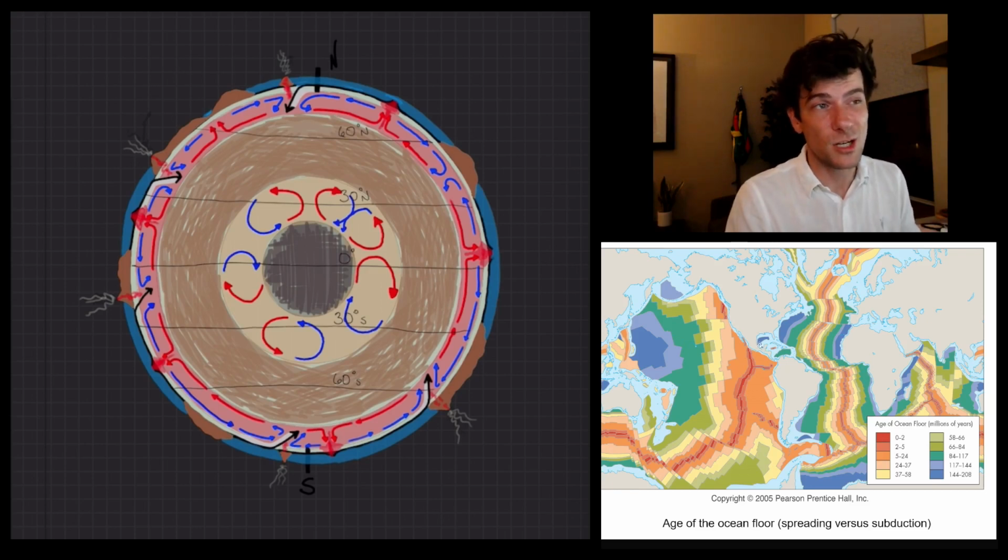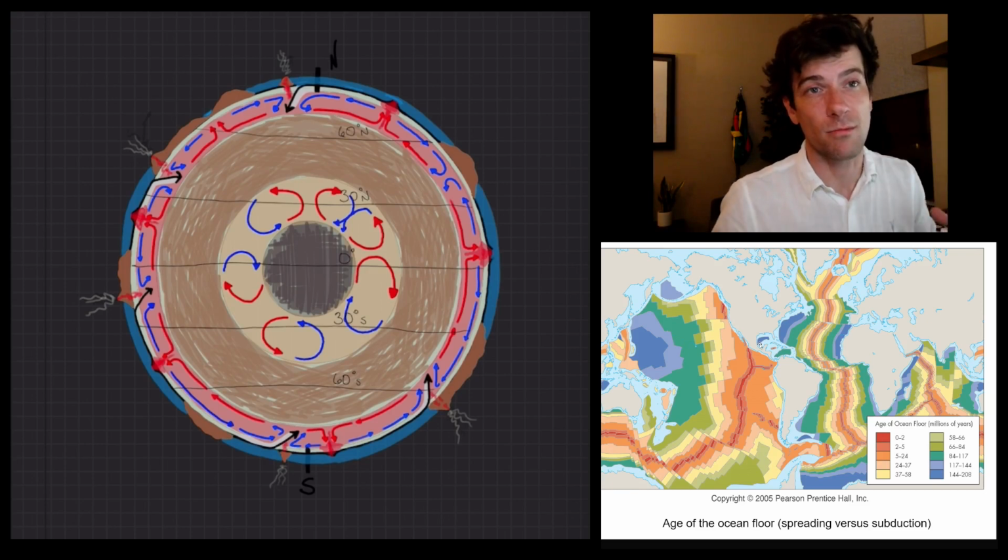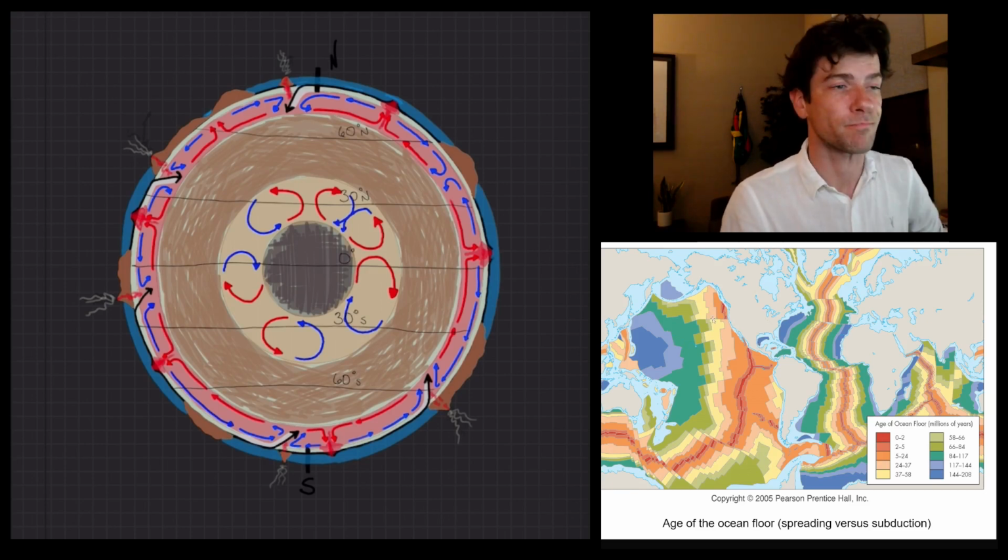There are subduction zones and there are mid-ocean ridges. New crust is produced at mid-ocean ridges or divergent plate boundaries, and crust is consumed or destroyed in convergent boundaries, where two plates come together. Either turns into a subduction zone or into a continent-continent collision and massive amounts of uplift.